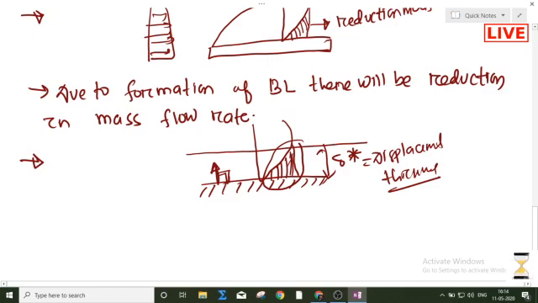I think you are clear about this one. Okay, again I am repeating. In order to compensate the reduction in mass flow rate, the distance displaced by the solid boundary in the perpendicular direction is called displacement thickness.